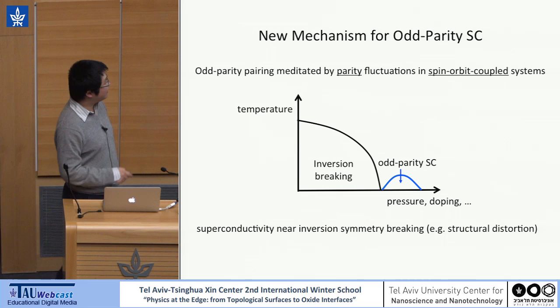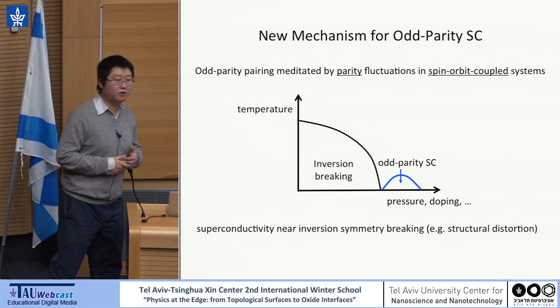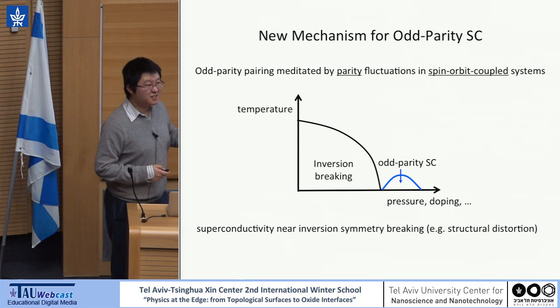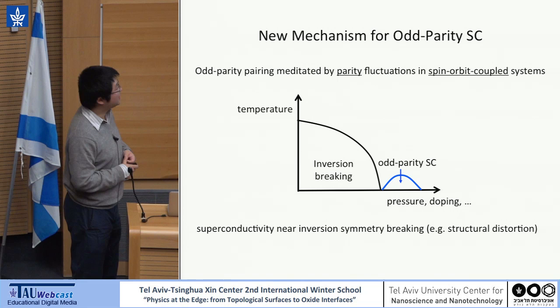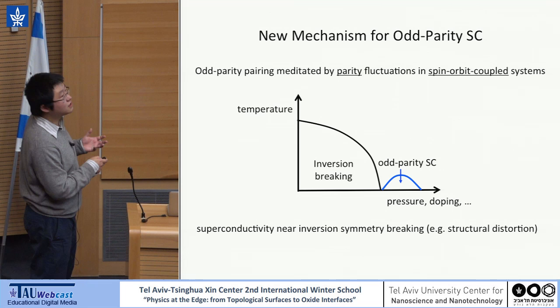Okay, so maybe I'll just very quickly mention in the last few minutes some recent work. We see that this pairing in copper bismuth selenide depends a lot on the spin orbit interaction in the system, and our model, this Dirac model for this material, is very material specific. So the question is, is there a more generic mechanism for odd parity pairing in strongly spin orbit coupled systems? With my student and postdoc, we found that odd parity pairing can be generically mediated by fluctuations of inversion symmetry breaking in a strongly spin orbit coupled system.